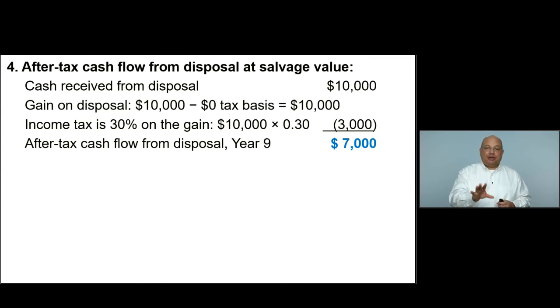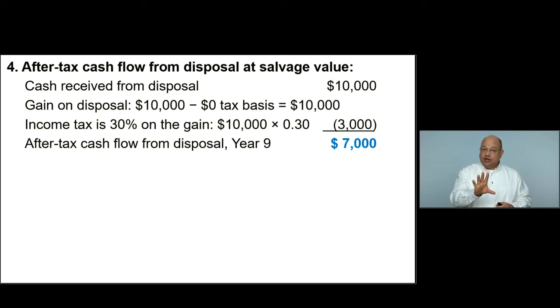And we have the pleasure and privilege of paying 30% taxes on that $10,000 gain. So that's $3,000. So our after-tax cash flow from the disposal of the asset in year 9 is $7,000. Okay, $10,000 cash in from the sale, and $3,000 of that gets paid out in the form of taxes.